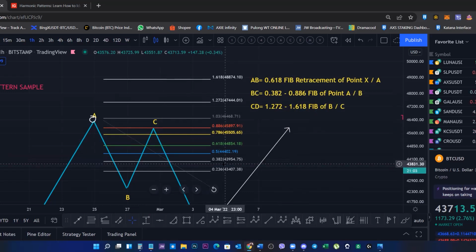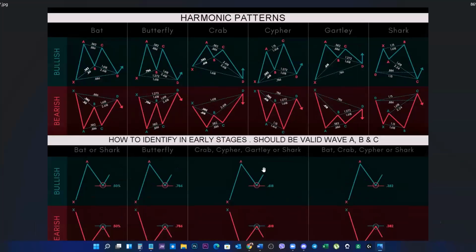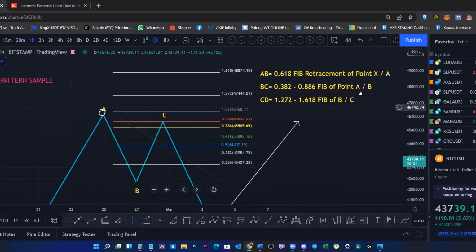So from here, 0.382 to C. Some are very strict, especially in Gartley, that it should be only 0.382 or 0.618. And probably there are other patterns that can be seen, similar to a harmonic pattern. That's why we have a chart from your side that can guide you about the pattern, on how to retrace, how to check, and how to measure our wave in each pattern.